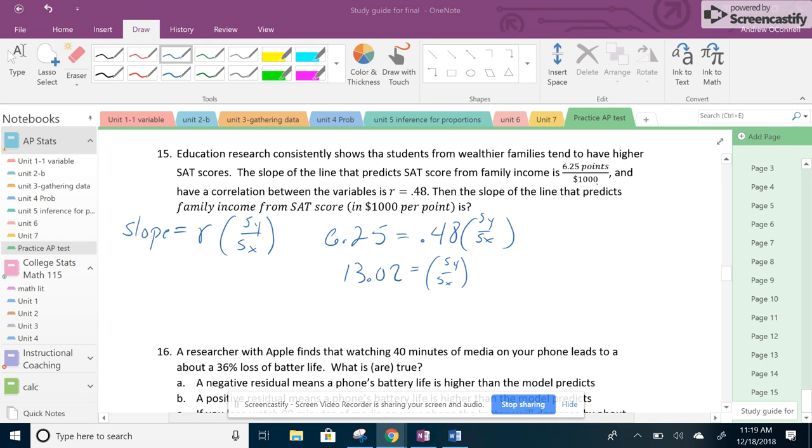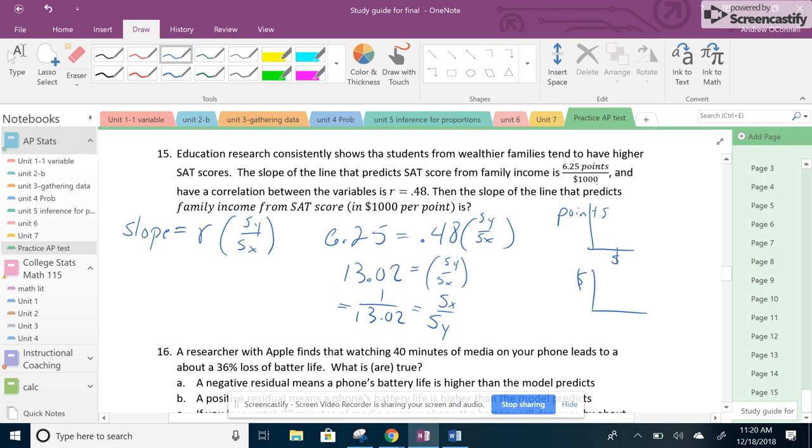Questions on that? No? All right, so the trick here is the question's asking us to reverse x and y. The original slope is 6.25, so y would have been points per x in dollars. It's asking for the slope if you reverse it. So that means we take 13.02 equals Sy over Sx, and we have to flip it to Sx over Sy, which would be 1 over 13.02, the reciprocal, right? Because the correlation is going to be the same.